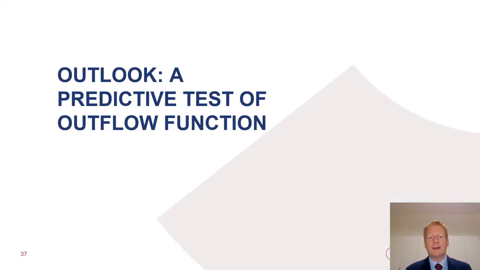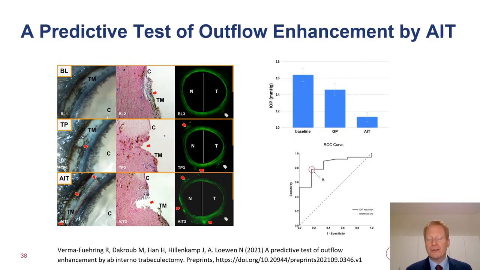Outlook, a predictive test of outflow function. So I told you about these two things, but how do you decide what to do other than just the stage of the glaucoma? We have just in press a paper that shows that you could use YAG goniopuncture of the trabecular meshwork to test this clinically before you take someone to the OR. You shoot a little hole in the trabecular meshwork. You do see a pressure reduction that is predictive of a positive outcome with ab-interno trabeculectomy with the trabectome. And the curve here doesn't look so bad. This is a reasonable test, and I encourage you to try this in your patients.